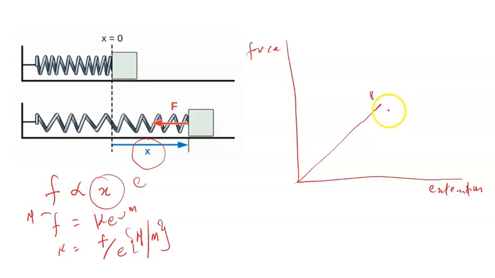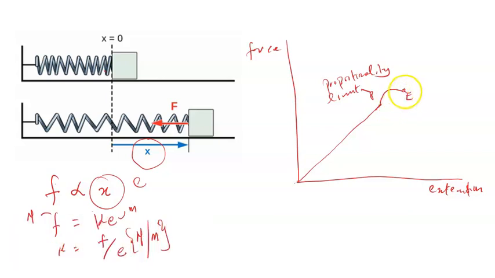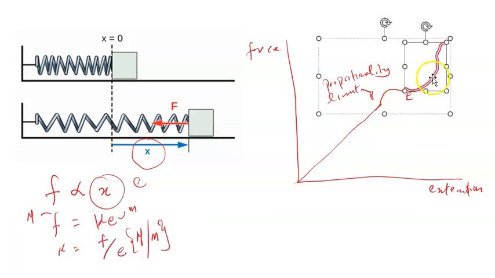My point P is also known as the proportionality limit. After this point P, up to a little point above it, I call this point my elastic limit. Let me call this point E. Up to the point E, which is my elastic limit, the object will still return to its original position.